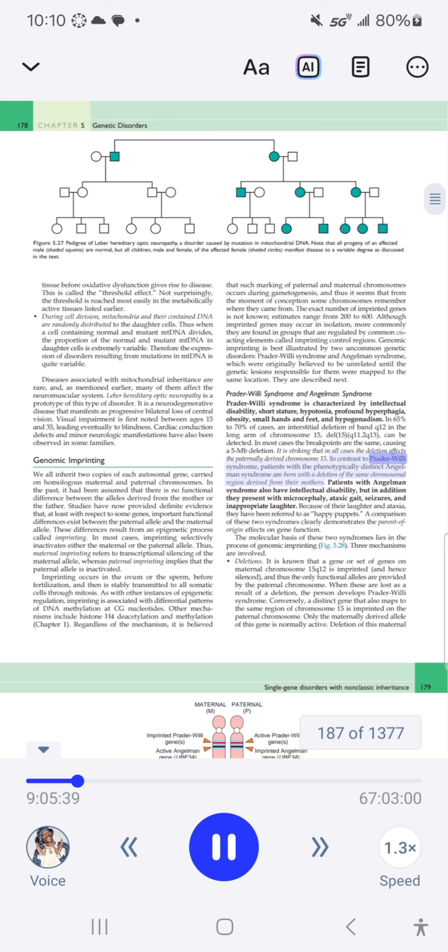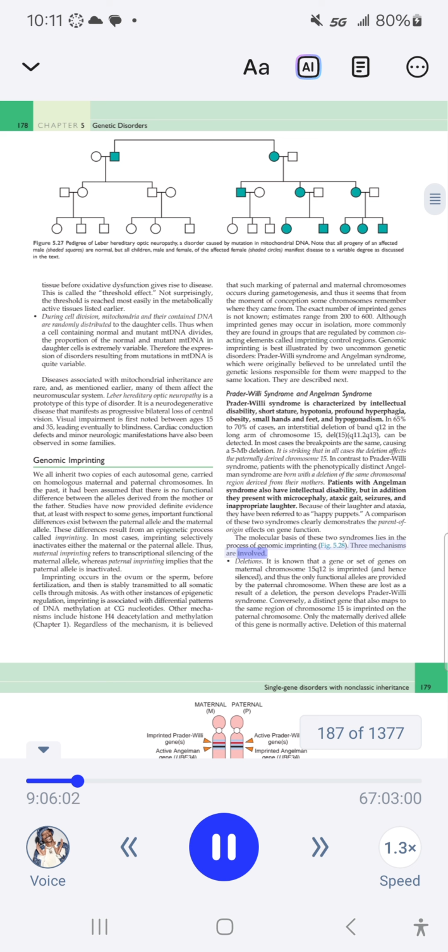In contrast to Prader-Willi syndrome, patients with the phenotypically distinct Angelman syndrome are born with a deletion of the same chromosomal region derived from their mothers. Patients with Angelman syndrome also have intellectual disability, but in addition, they present with microcephaly, ataxic gait, seizures, and inappropriate laughter. Because of their laughter and ataxia, they have been referred to as happy puppets. A comparison of these two syndromes clearly demonstrates the parent-origin effects on gene function. The molecular basis of these two syndromes lies in the process of genomic imprinting, Figure 5.28.